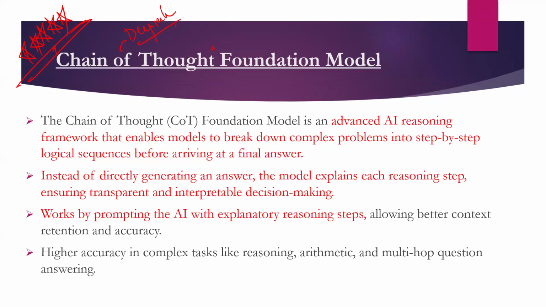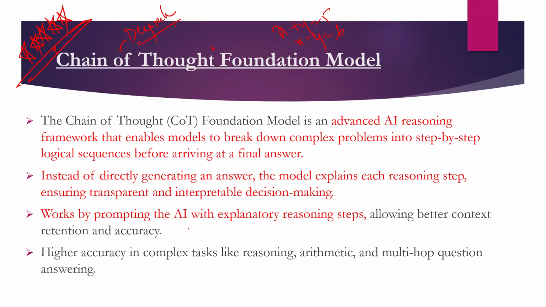Let's say you ask a question, for example, x plus y is 5 and x minus y is 6. ChatGPT will not give you the steps; it will just give you x and y. But DeepSeek will give you each and every step, that is, how it arrived at that answer. So that is basically the chain of thought foundational model.